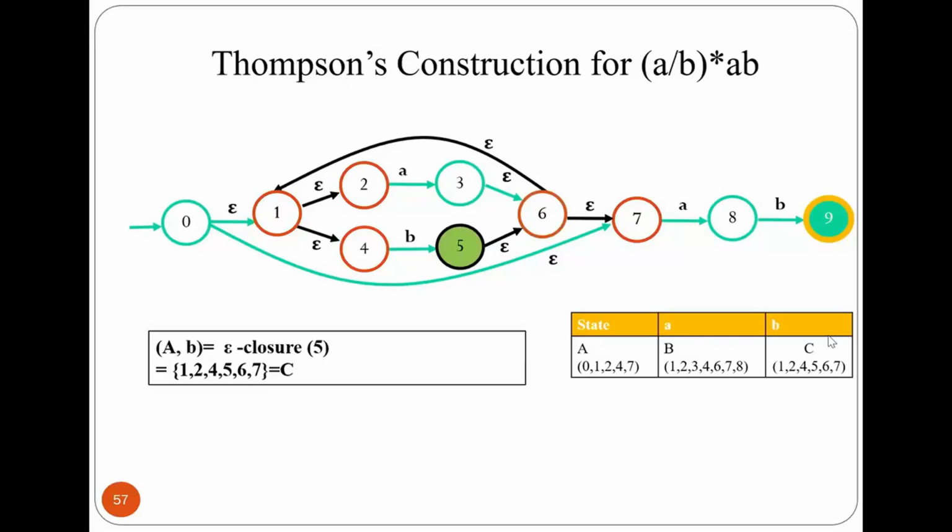5 itself will be included. So from 5, if I traverse on epsilon, I go to 6, 6 to 1, 1 to 2, 4 and 6 to 7. So I have included all these. When I check this new state capital C set with A and B set, I find that the elements which are included in capital C set are neither of A nor of B. So I mark this as capital C, that means a new set.